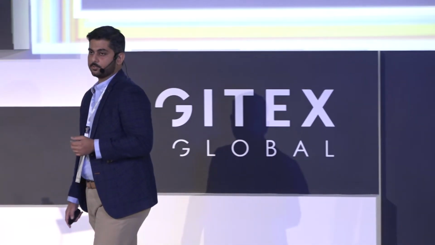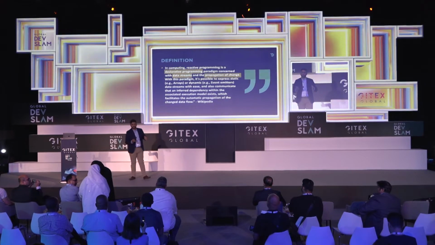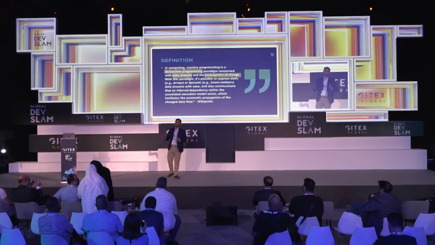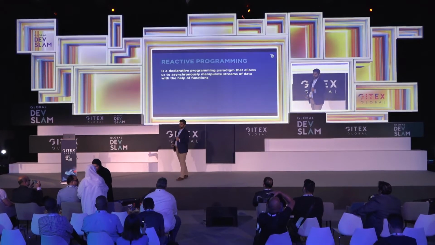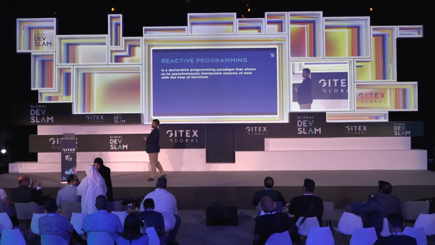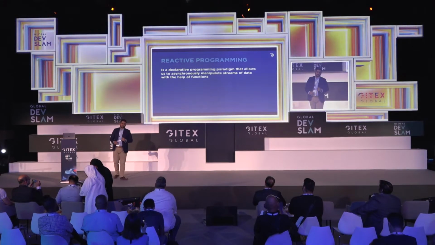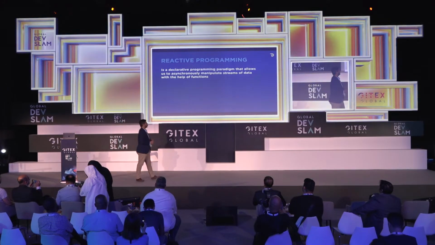Next is data streams. Data streams are streams of data which start somewhere in time and are consumed somewhere else. Also, propagation of change is related to data streams: the data that is output by the data stream will be propagated to whoever wants to consume that particular piece of data. So now, we can simplify this definition to the following. Reactive programming is a declarative programming paradigm that allows us to asynchronously manipulate streams of data with the help of functions.